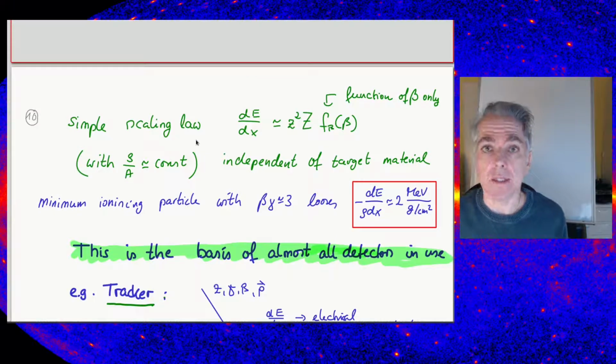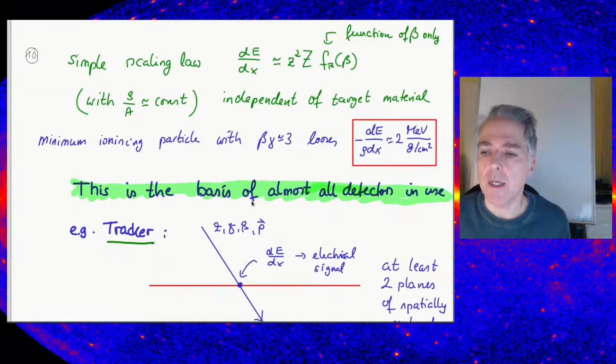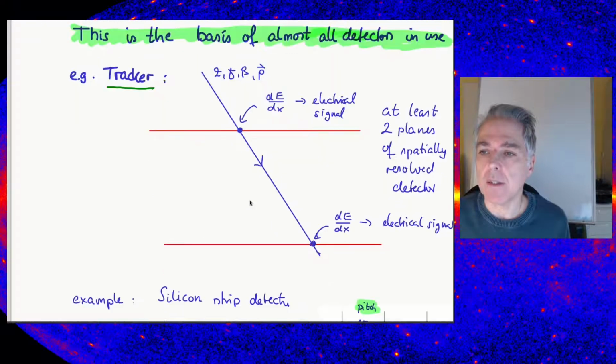Now going further, let's apply this. Before we apply this, it should be really clear that you can basically write down the energy losses as a simple scaling law, where the energy loss per path length just depends upon zeta squared and some function of beta. Okay, so that does not depend upon the material. So you're basically free to choose what material you want. It doesn't really matter.